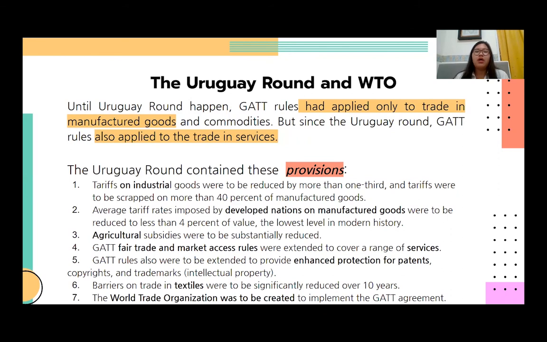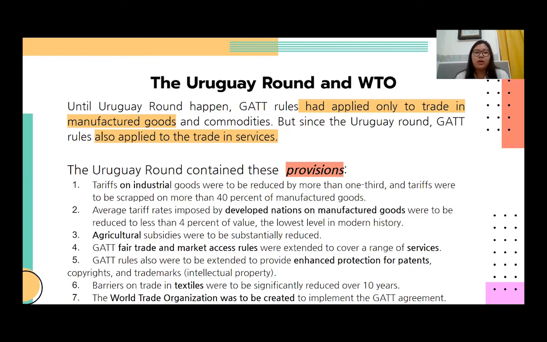The last round of GATT before the WTO was built is the Uruguay Round. The Uruguay Round is the 8th round of negotiations to reduce import tariffs. This was the most difficult round because it was the most ambitious. The WTO was established in this round of GATT. Until then, GATT rules only applied to manufactured goods and commodities. But since the Uruguay Round, GATT rules also apply to trade in services.